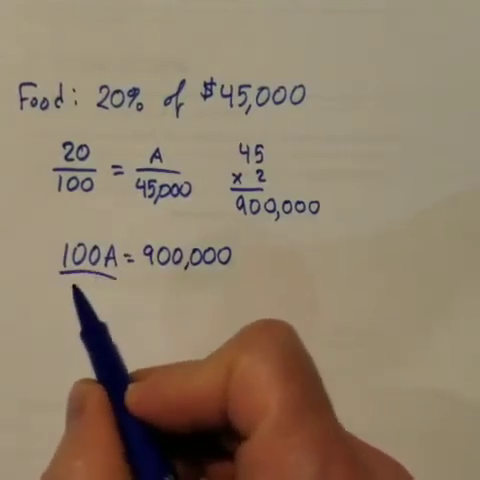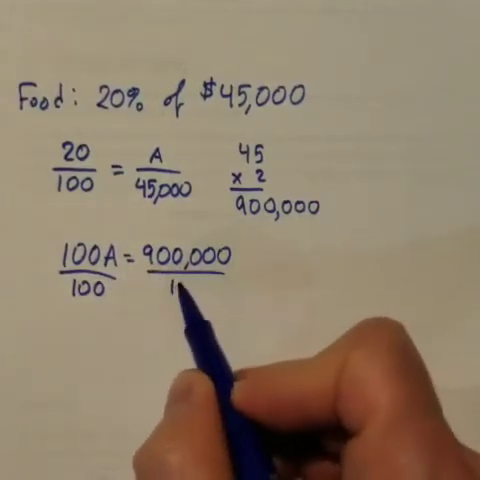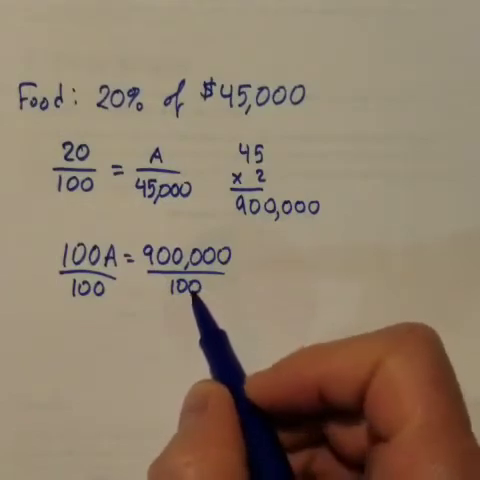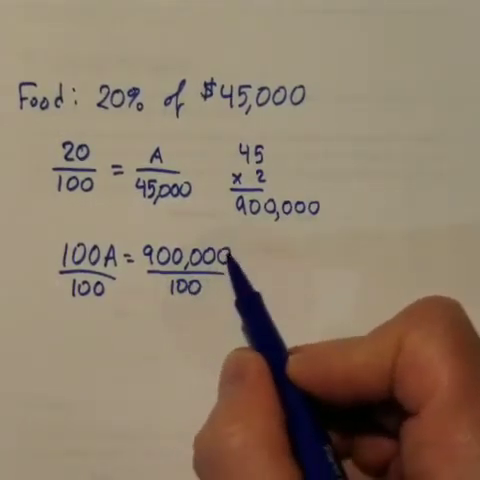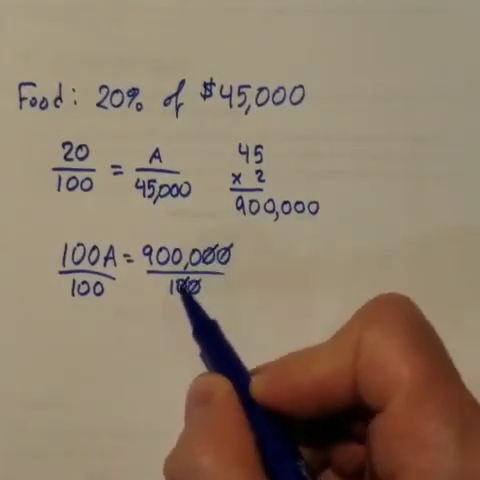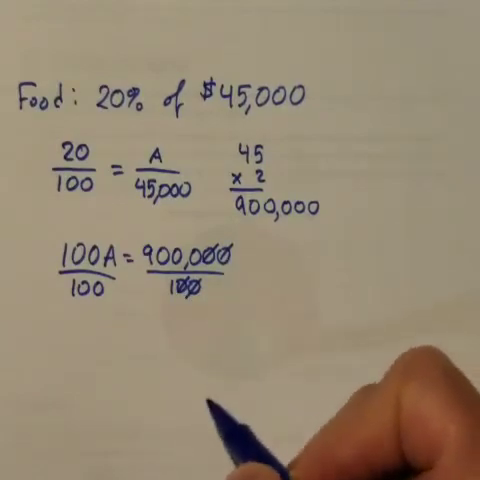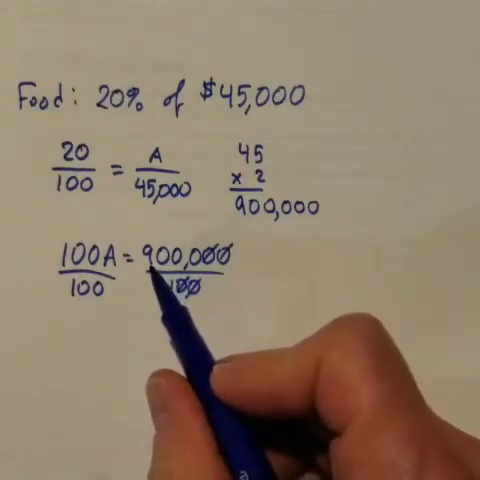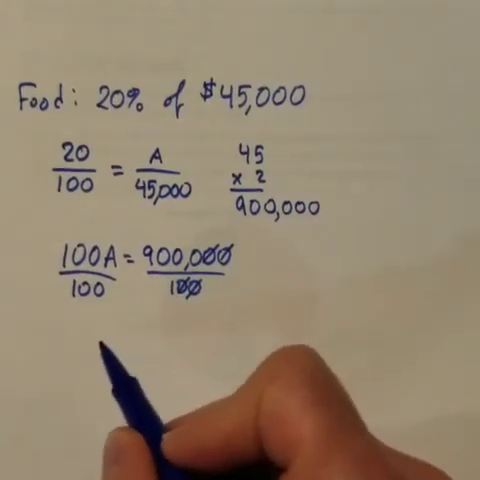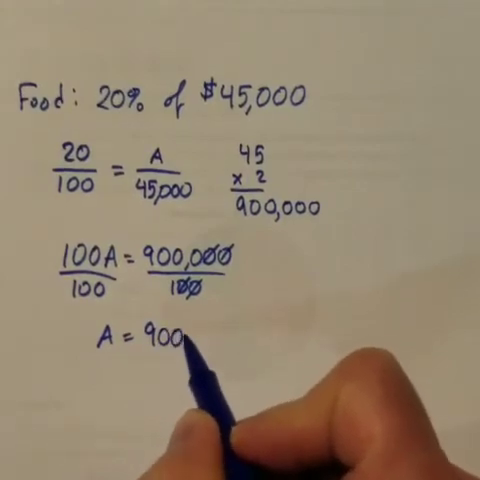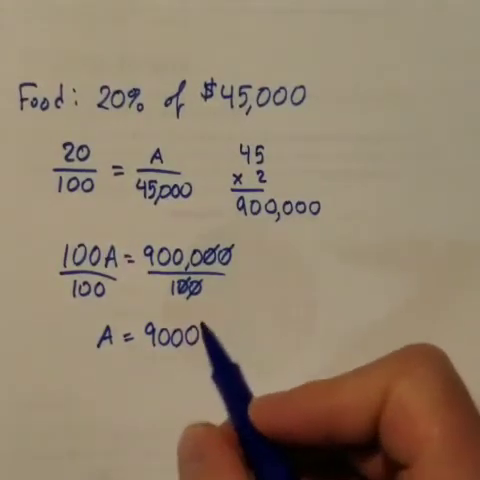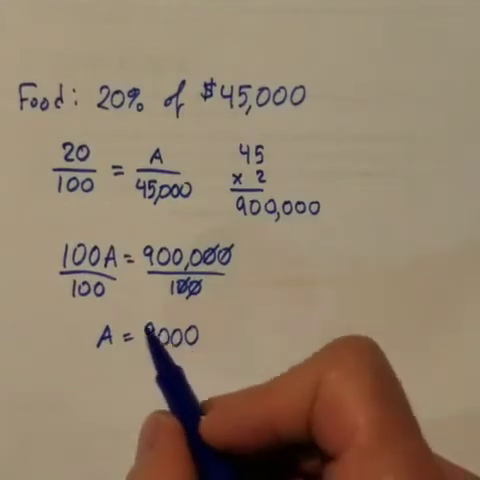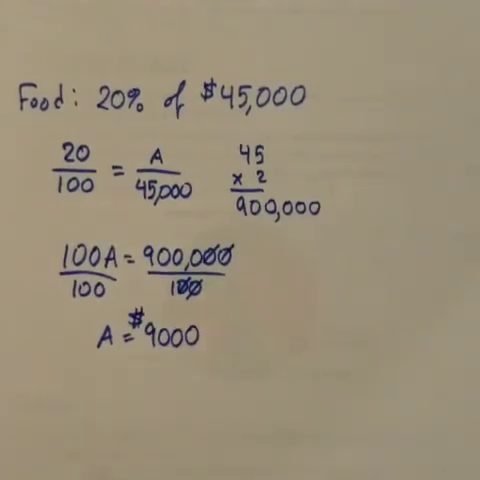And then when I divide out by the 100, remember, dividing by a power of 10 can be done quickly just by canceling off zeros at the end. It's essentially dividing the top and bottom by 100 and reducing the fraction. And what you'll end up with is 9,000, so that A is equal to 9 with 3 zeros, or $9,000. Right? So that's what they'd be spending on food in the year, $9,000. Okay.